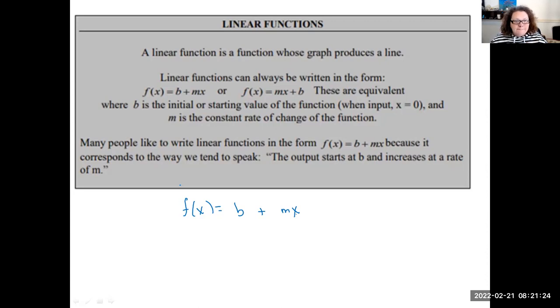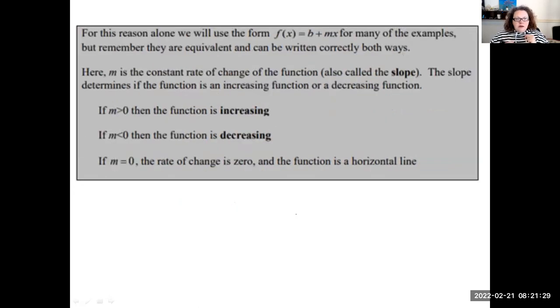All right, so let's keep going. For this reason alone, we're going to use this form. But remember, they are equivalent and can be written either way. So it's your choice how you want to do it. Just know that I will always be using b plus mx in my video as well as in my lecture. Here, m is the constant rate of change of the function, also called the slope.